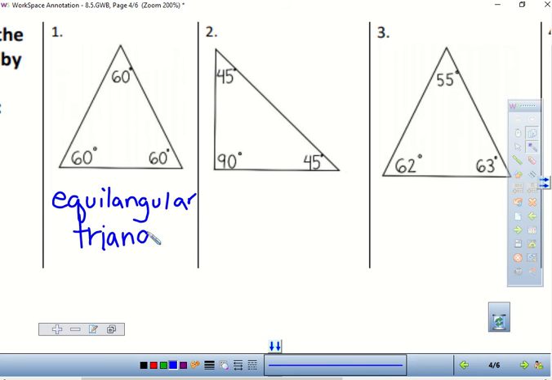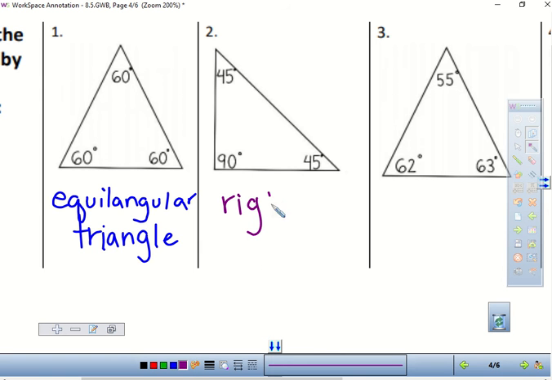So an equiangular triangle is the angle classification of a triangle that has 3 equal angle measures. Everybody see that? Now the next one, we're going to try to identify what kind of triangle this one is. So I look at my angle measures. Remember, classifying by angle, we only care about the 4 angle classifications. We're not looking at the side classifications. Right? Good. It's a right triangle.